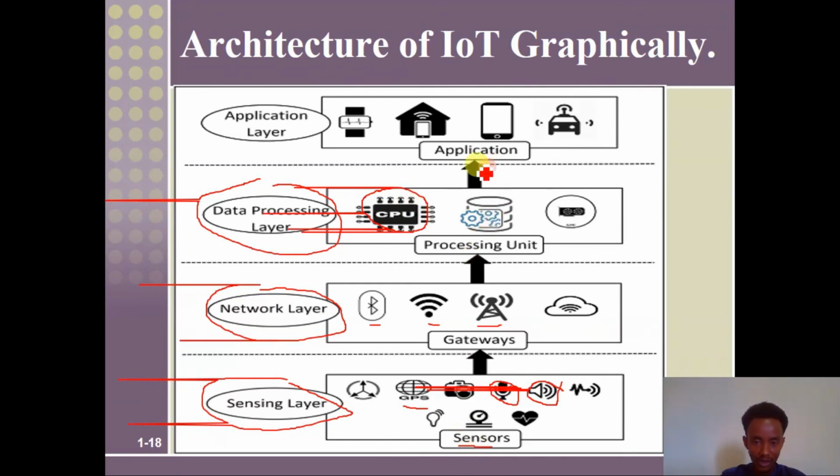Then finally, we have the application layer, which is a user-centered interface, a user-centered application. We may have different smartphones, we may have a smart car, we may have various different devices through which the end result can be displayed for the end users.